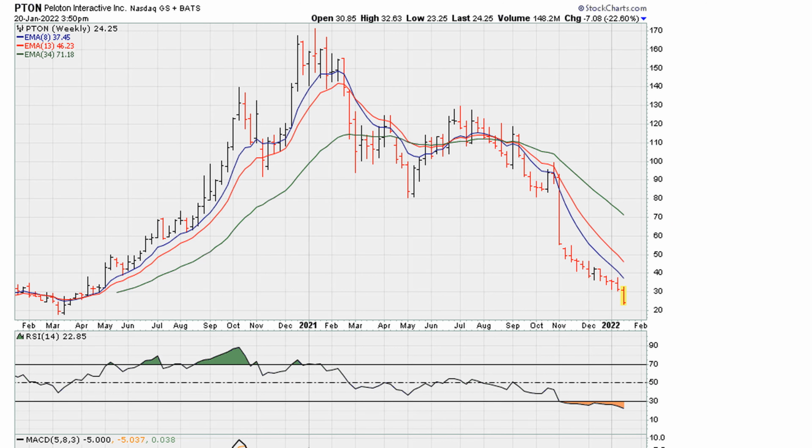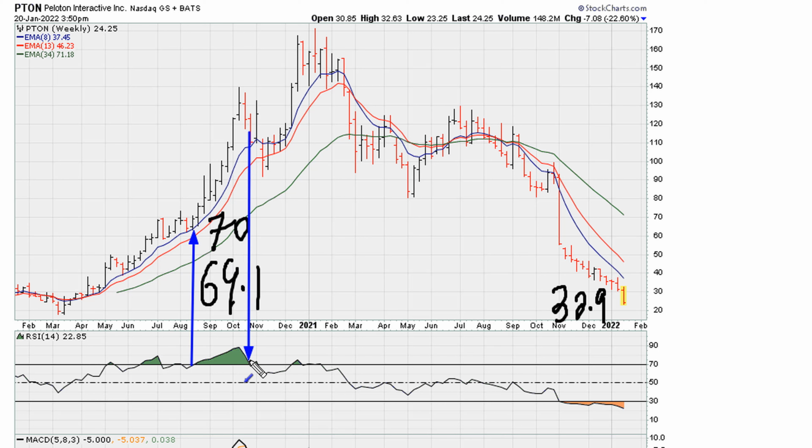If we take a look at Peloton. So to understand this, let's go back to when things were very bullish. So there's two levels here. There's the bullish level, and then there's the bearish level. To understand this is to know which way the momentum is moving. Here, we move above 69.1, August of 2020. We can call that at a price of about, let's just say 70. And we stay above it, essentially, until somewhere, let's say here.